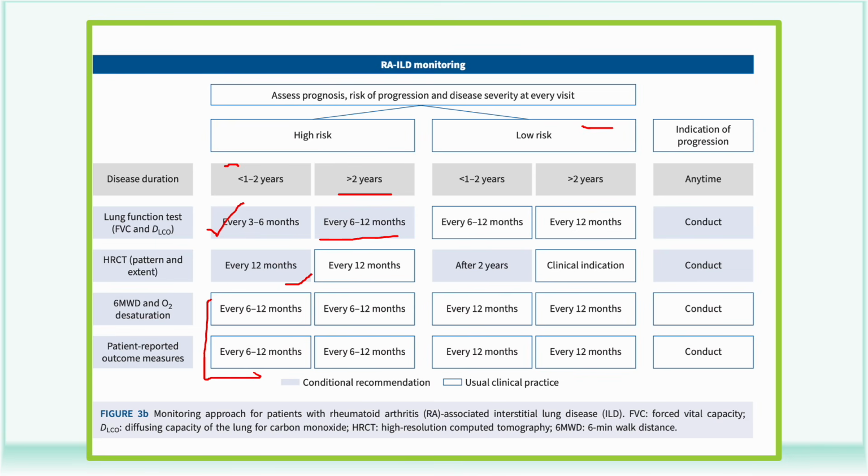For a low risk patient with a relatively acute onset disease, again do a PFT at least twice a year. If it's more, then at least once a year.